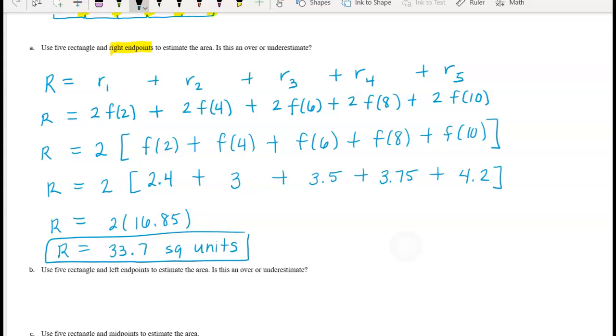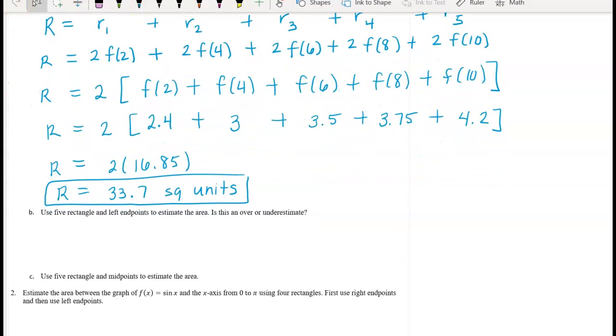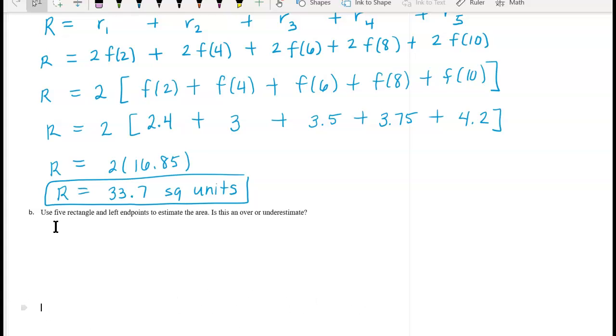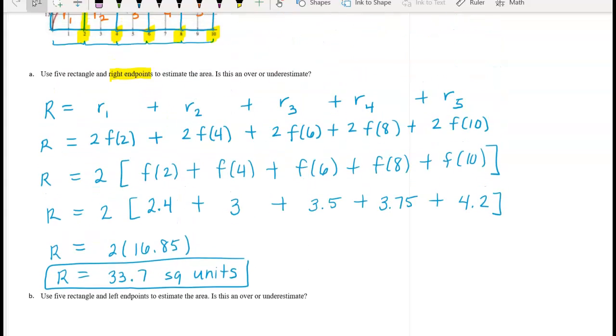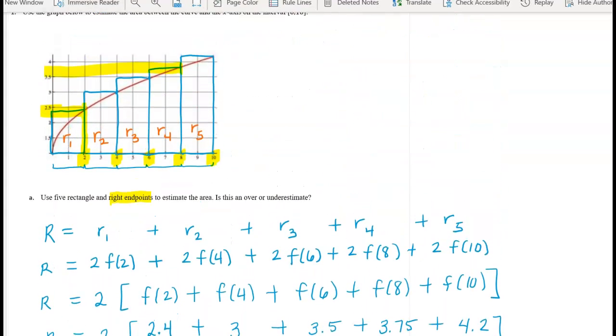All right. Letter B is the same exact type of problem. The difference here, though, is that we're going to use the left endpoints rather than the right endpoints. So let's go back and erase everything that we have up here.